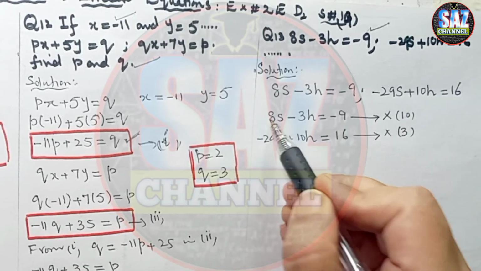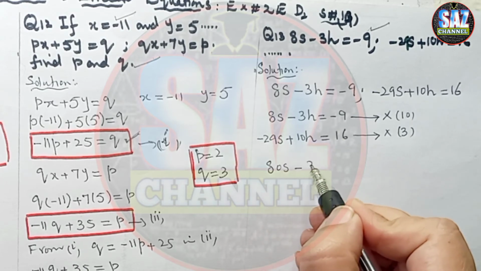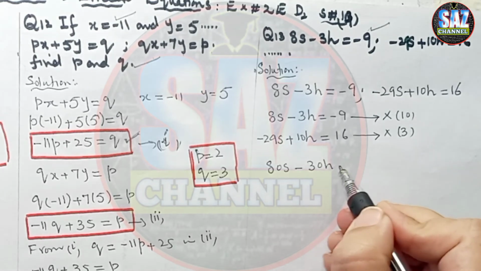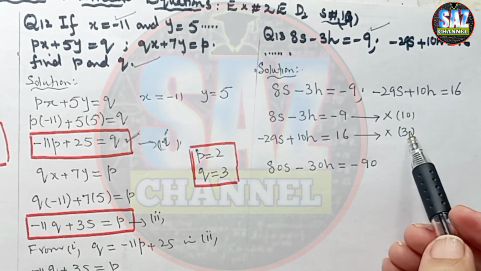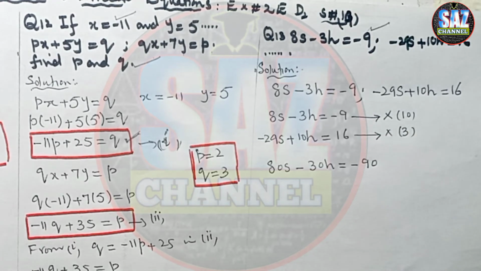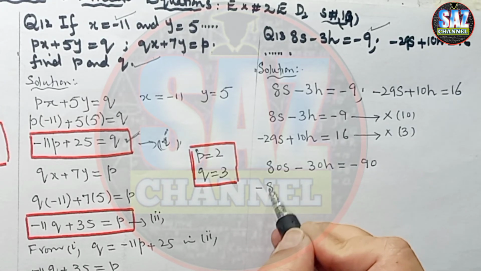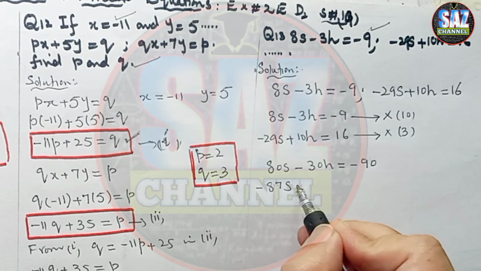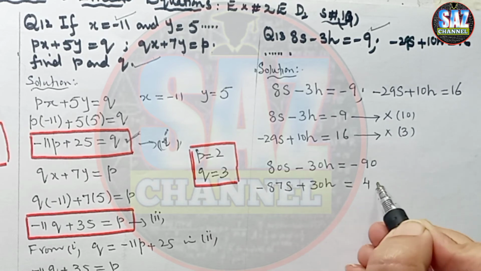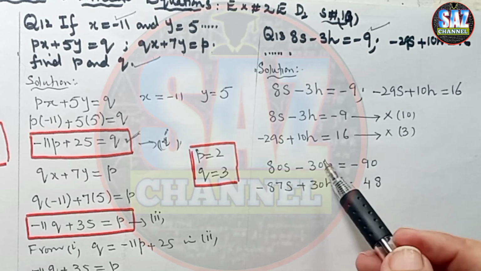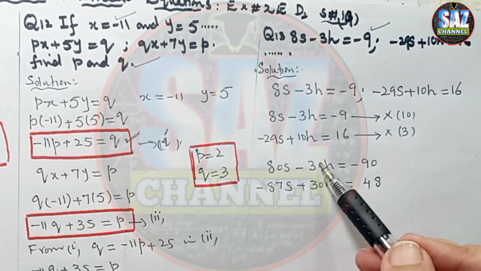So I have to multiply carefully. 10 times 8 is 80s minus 30h equals minus 90, and now I have to multiply the second equation by 3. So 29 multiplied by 3 is 87, minus 87s plus 10 times 3, which is 30h, equals 48. Now we can see that in both the equations h has the coefficient 30 with opposite sign.